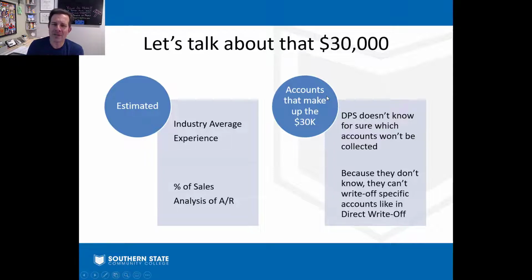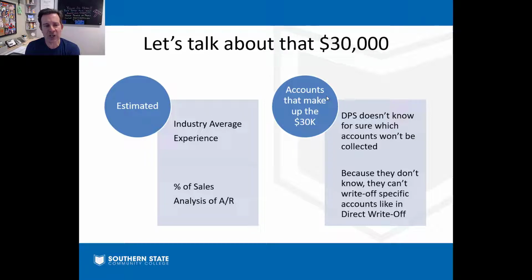Let's talk about the accounts that make up that $30,000. First of all, we don't know. It's an estimate. It's not necessarily based on specific accounts. It's based on the balance overall. We don't know for sure which accounts won't be collected. Because we don't know for sure which accounts won't be collected, we can't write off a specific account like we did in the direct write-off method.